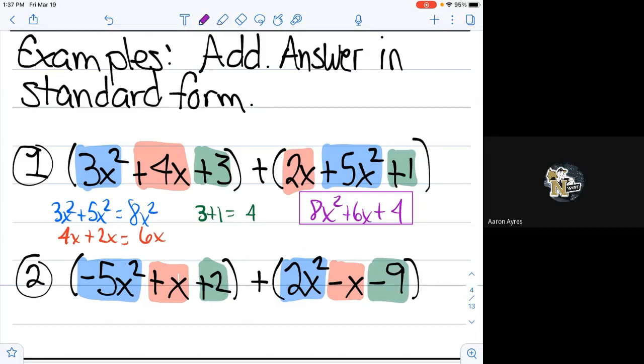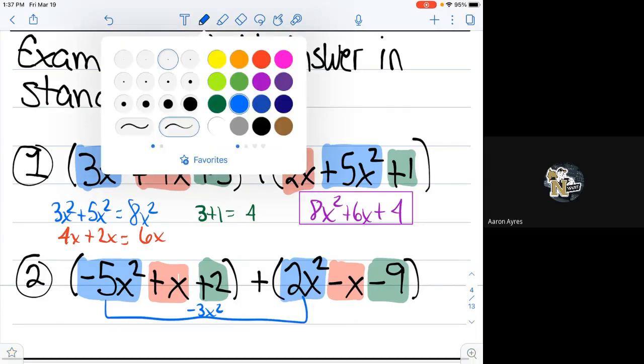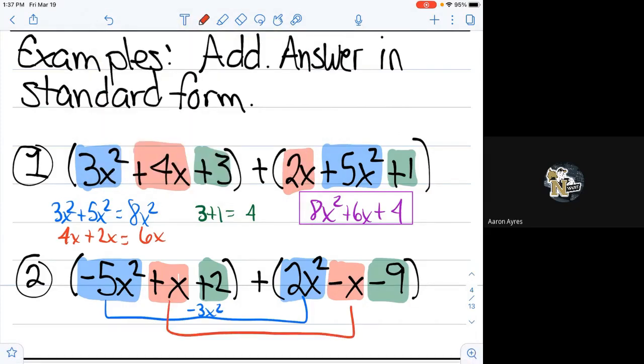Yep. Okay. So when you combine these together, what's negative 5x squared plus 2x squared? Negative 3x squared. I'm just showing my work a little bit differently on this one; you can show it either way you want to. X plus negative x, that's a 0. We're not going to have an x term in our final answer. That's okay. Not every term will be represented in the final sum. And then 2 plus negative 9. So for the final answer, I get negative 3x squared minus 7. And we're done.